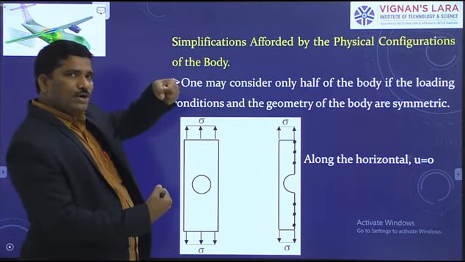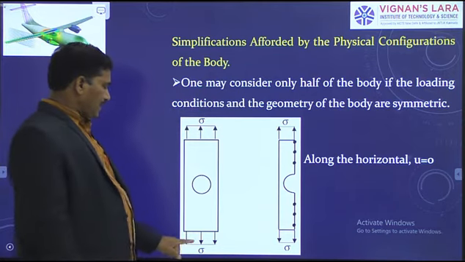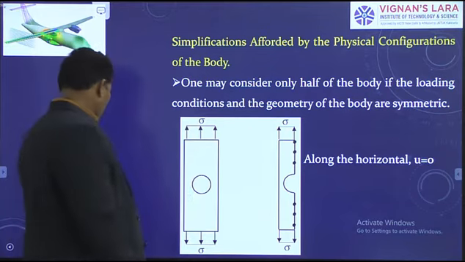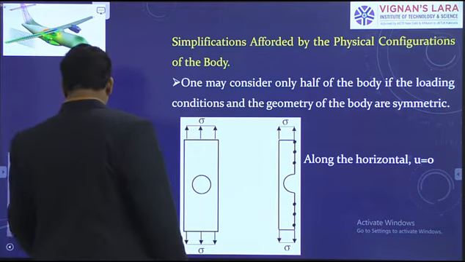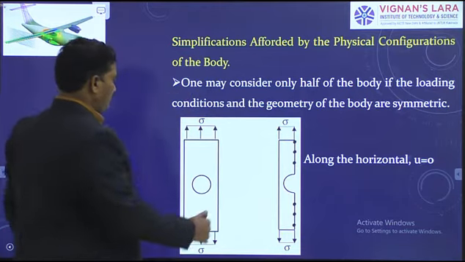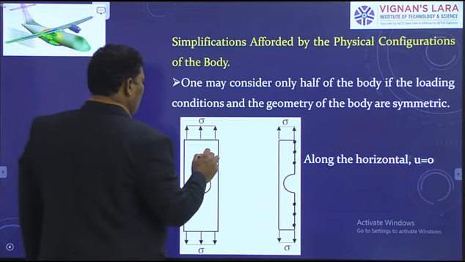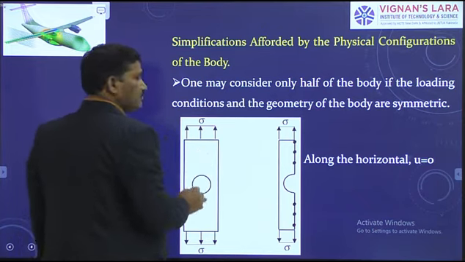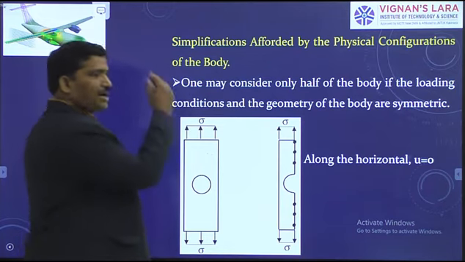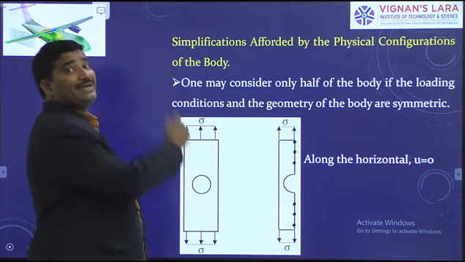The plate is loaded in tension. Therefore, sigma is the normal stress. Now, if you observe carefully, under the action of the pull, every point on this plate displaces in the direction of loading.